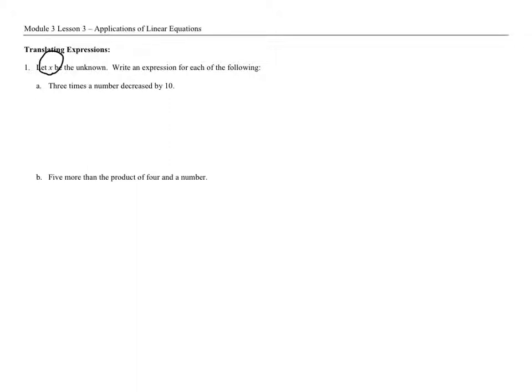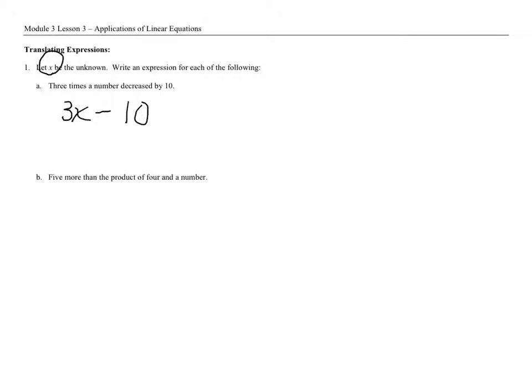3 times a number, so that would be 3x, decreased by is subtracting 10. So that seems super easy. But now let's do the next one.